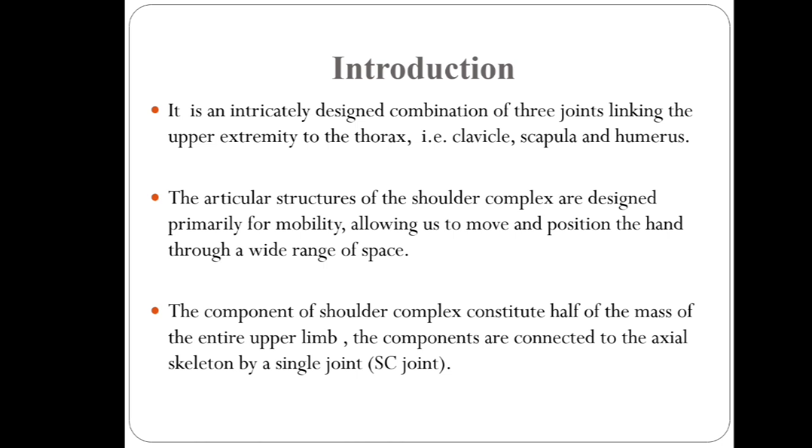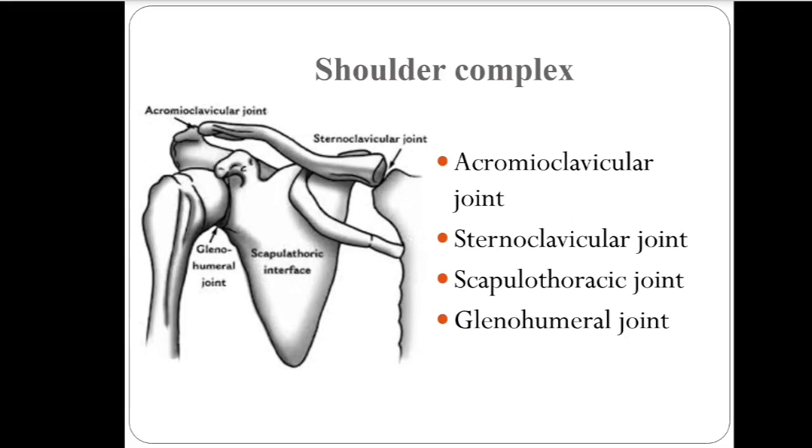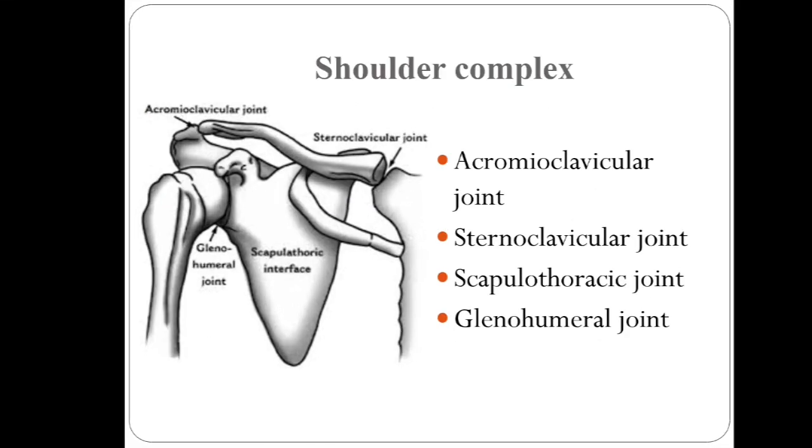The components of the shoulder complex constitute half of the mass of the entire upper limb. The components are connected to the axial skeleton by a single joint. So the shoulder complex includes the acromioclavicular joint, sternoclavicular joint, scapulothoracic joint, and glenohumeral joint, as shown in the figure also.